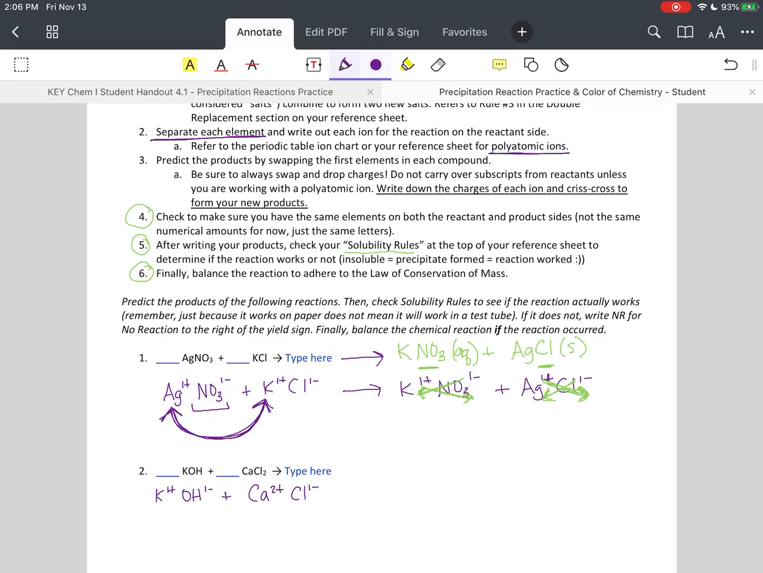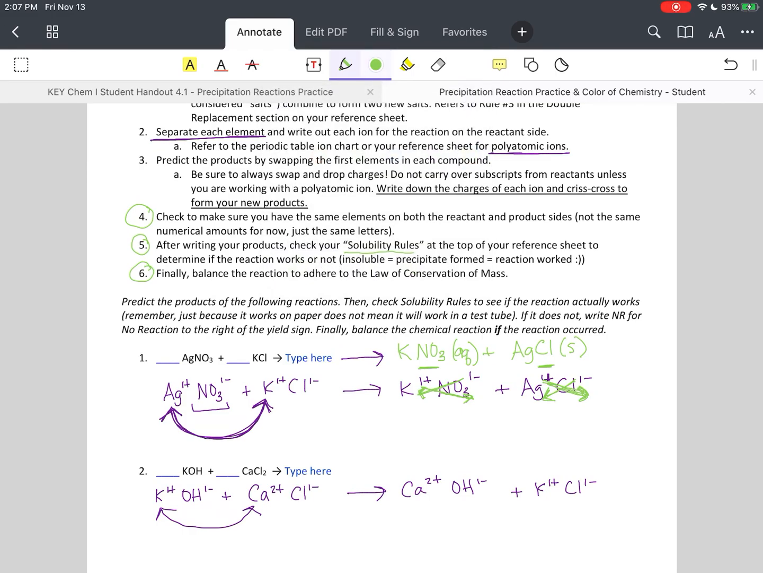Okay, and remember, I've gotten those charges from my periodic table and from my polyatomic reference sheet. Now my next step is to swap out my cations. So I'm just going to swap. Instead of potassium at the beginning, I'm going to have calcium, and I'm still going to have my OH hydroxide. Then I'm going to have the potassium over here with the chlorine. Okay, and now I'm ready to write my formula.